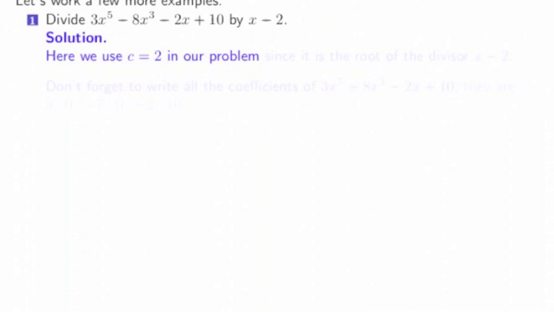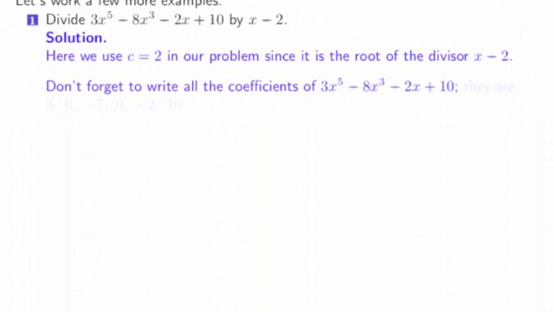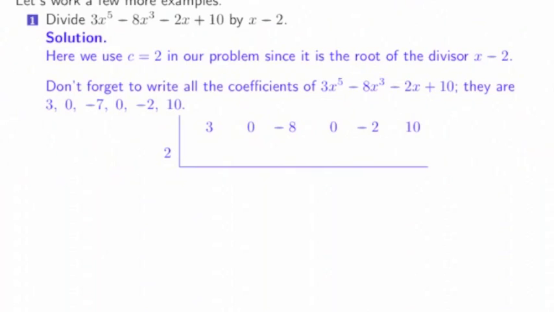Let's do some more examples. Suppose we want to divide this fifth degree polynomial by x minus 2. Again, c is equal to 2 here, since it's the root of the divisor x minus 2. We're going to write out the coefficients of that fifth degree polynomial. Notice that the coefficients are 3, 0, minus 7, 0, and 10. No, they are 3, 0, minus 8, 0, minus 2, 10.